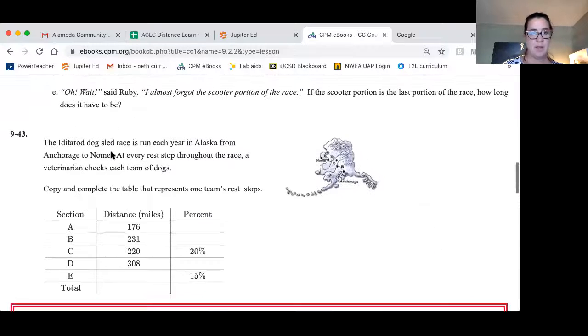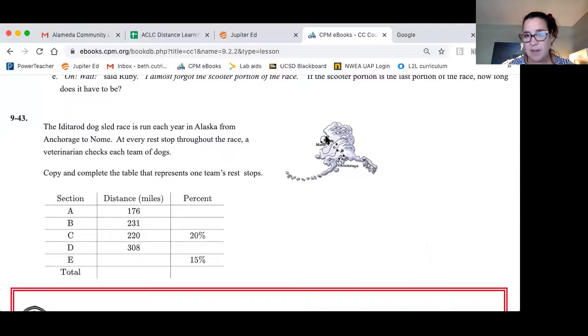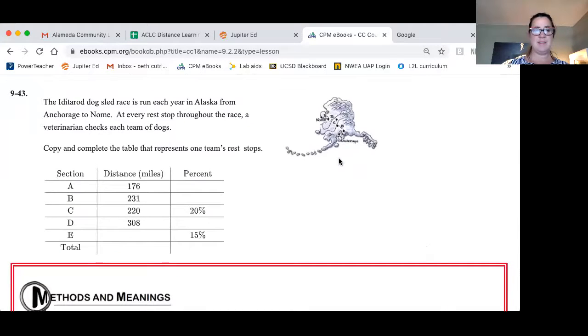43. Okay, cool. Here's the Iditarod race across Alaska each year from Anchorage to Nome. At every rest stop throughout the race, a veterinarian checks each team of dogs. Copy and complete the table. Oh, this is easy. So here we have a distance. These are the sections. And if we know 20% is 220, I know 10% is 110, right? So I could set up my ratio.